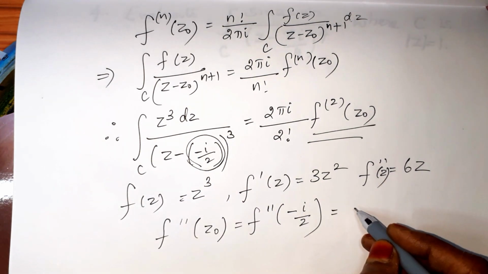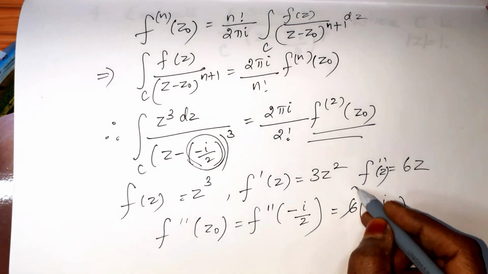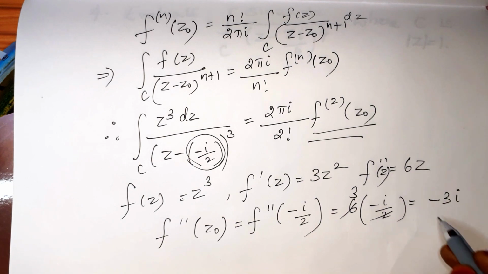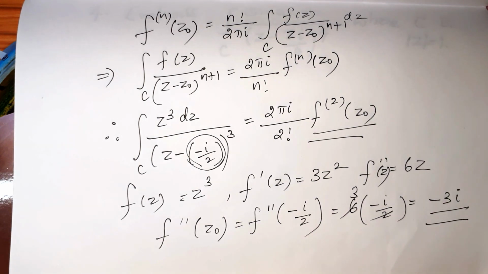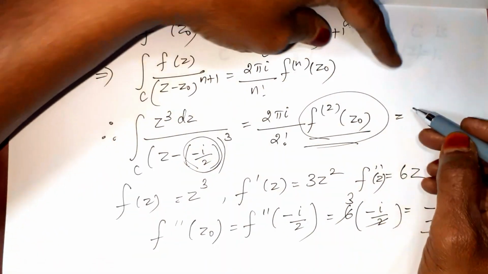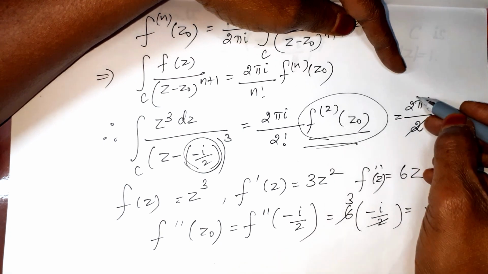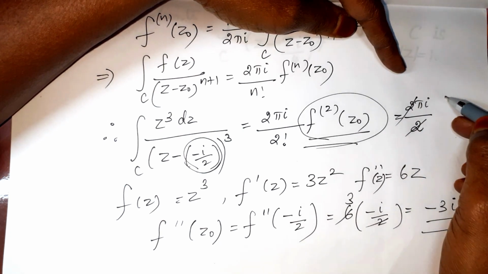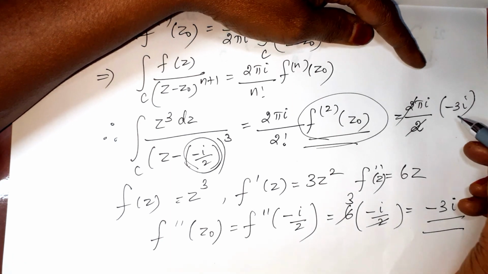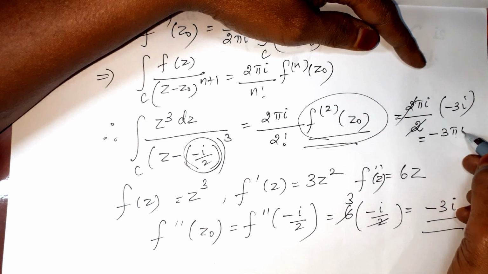Which is equal to 6 into minus i by 2, so it is minus 3i. This minus 3i has to be substituted in this place. So which is equal to 2 pi i by 2 factorial is 2. The 2 terms will get cancelled into minus 3i. Am I right? So minus 3i, which is equal to minus 3 pi i squared.